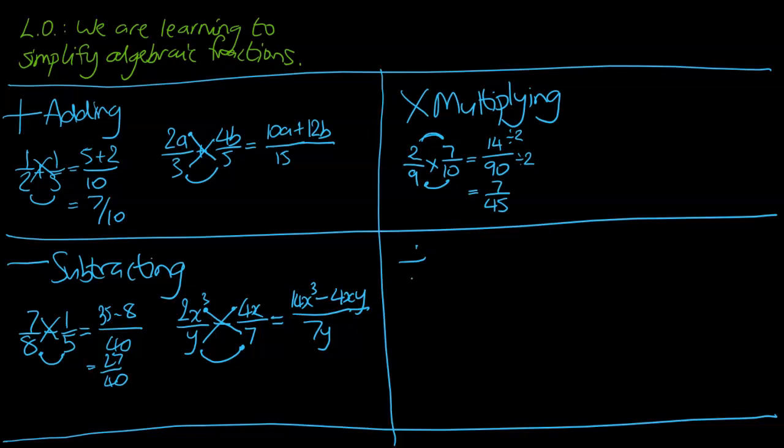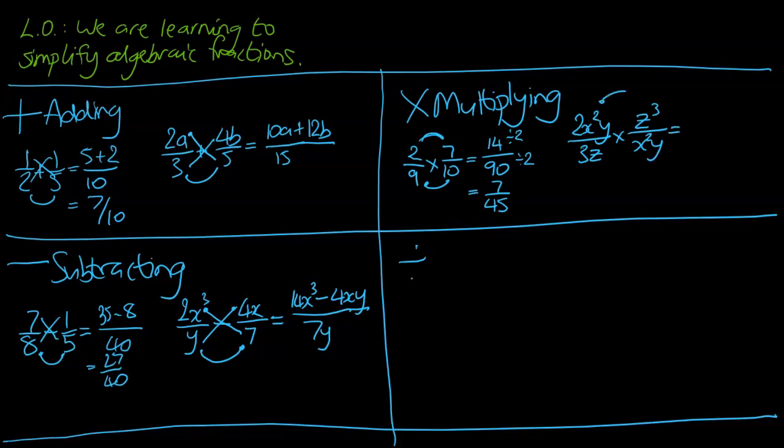So similar process is going to be for algebraic fractions as well. So let's come up with a really messy one. Let's do 2x squared y divided by 3z. We're going to times that by z cubed divided by x squared y. So it's fairly messy, but same process.